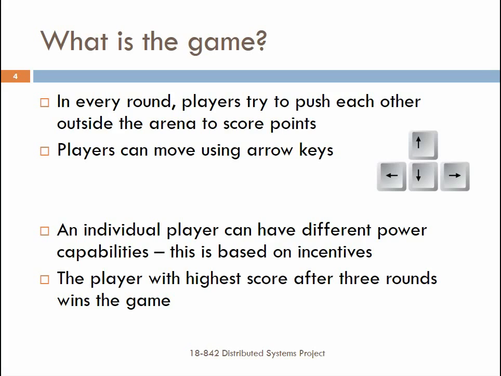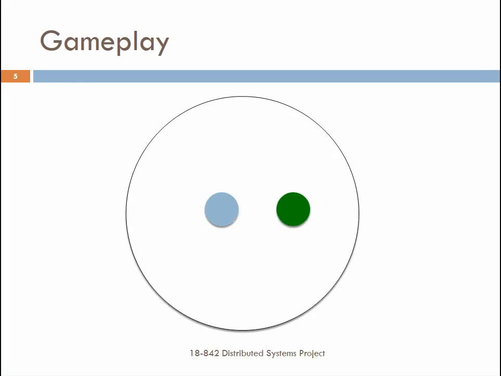Players can use the arrow keys to control and move their own adventure. Different adventures may have different power capabilities, which are earned based on their performance in the game. After about 3 rounds, the player with the highest score wins the game. Now we would like to give you a simple animation to help you better understand our game.